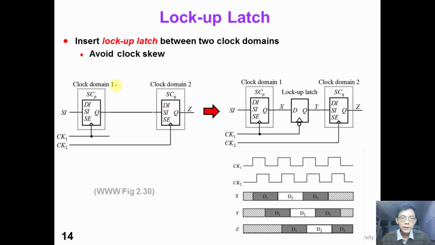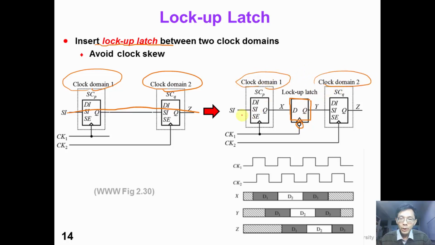So when we stitch a scan chain across different clock domains, we need to insert an additional flip-flop called a lockup latch. A lockup latch is a negative edge trigger flip-flop in the middle of 2 clock domains. When we have a scan chain that crosses different clock domains, we need this lockup latch in the middle to transfer the data correctly.